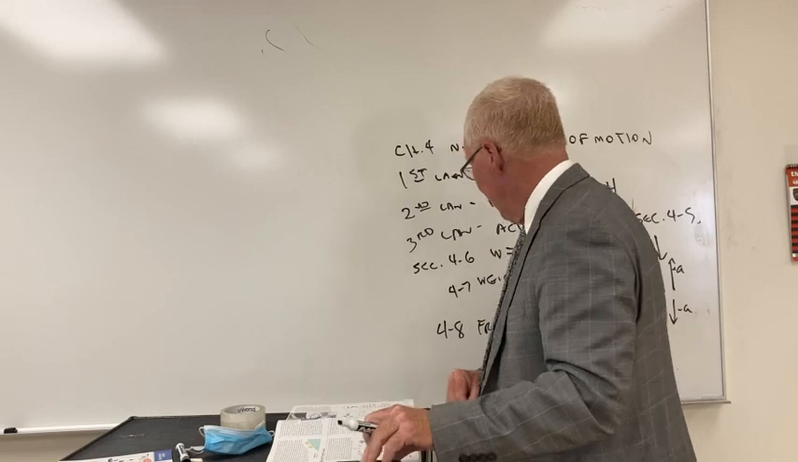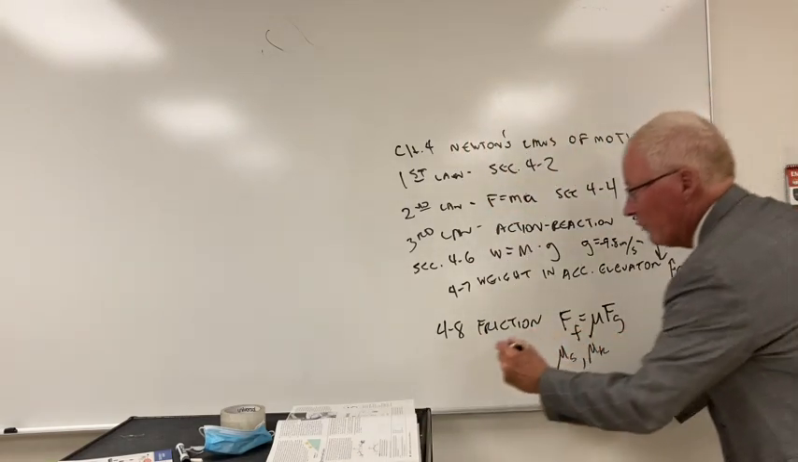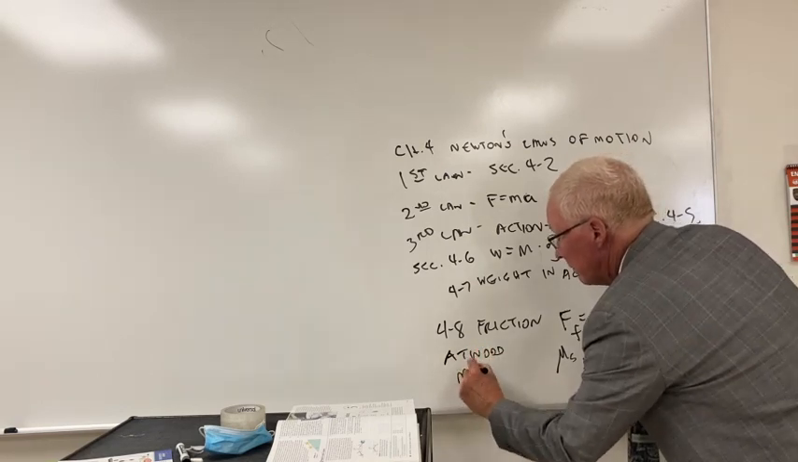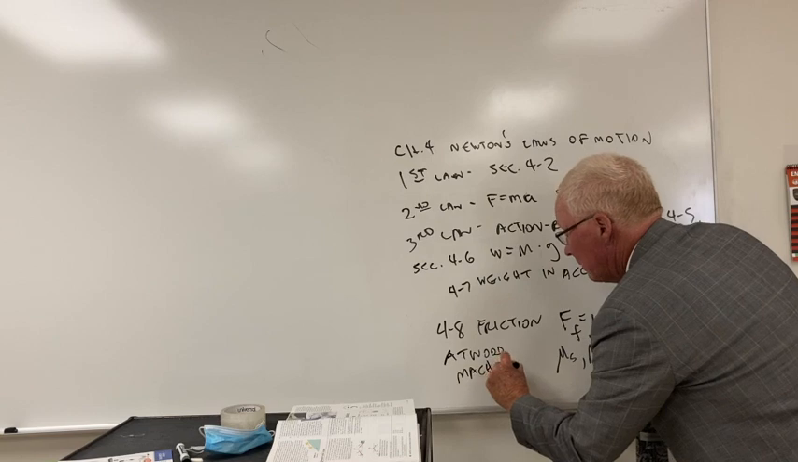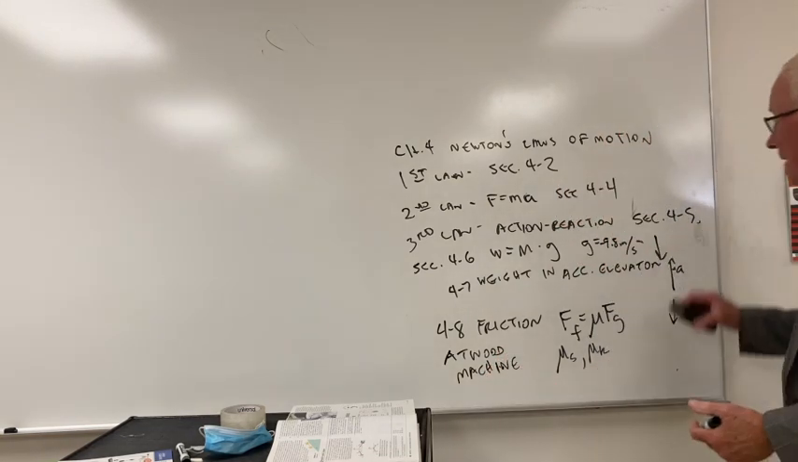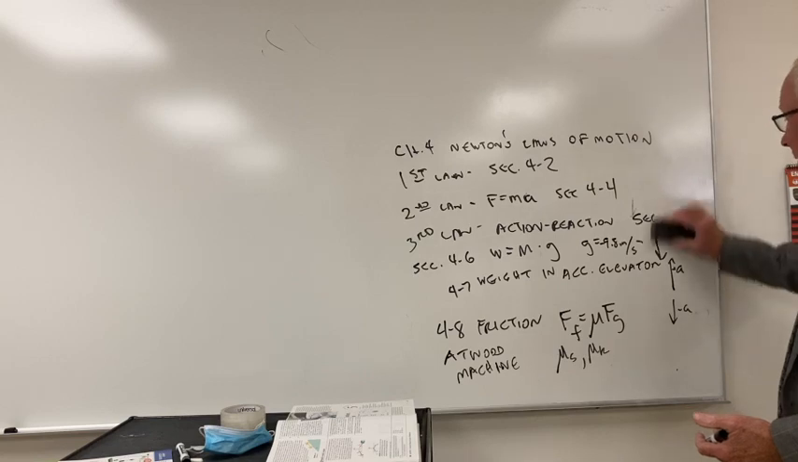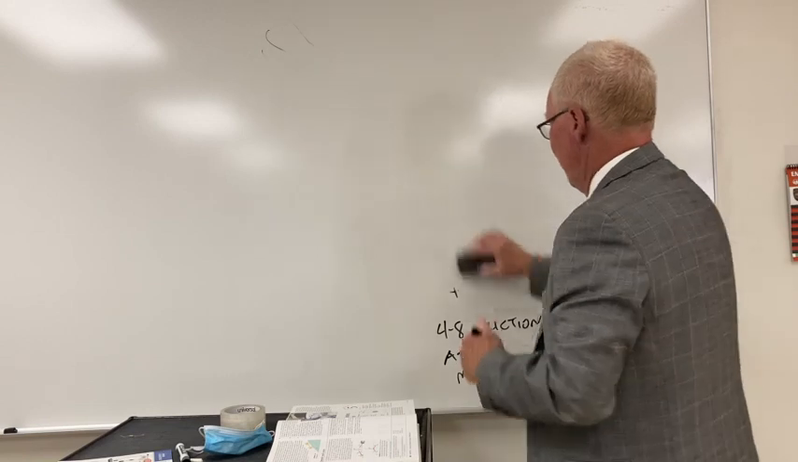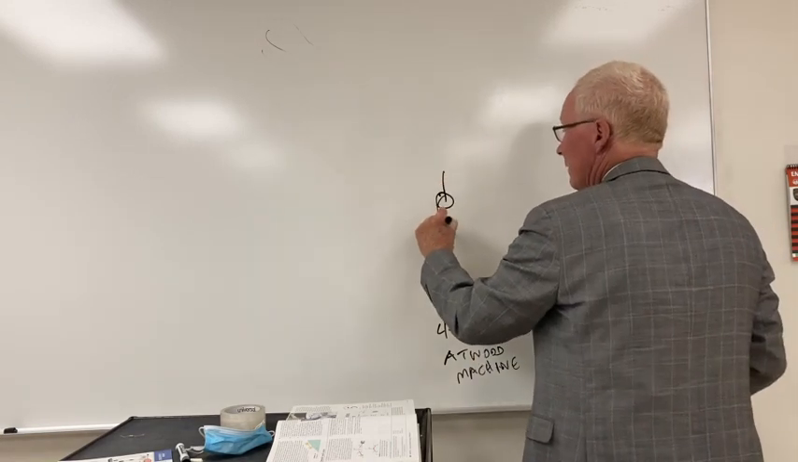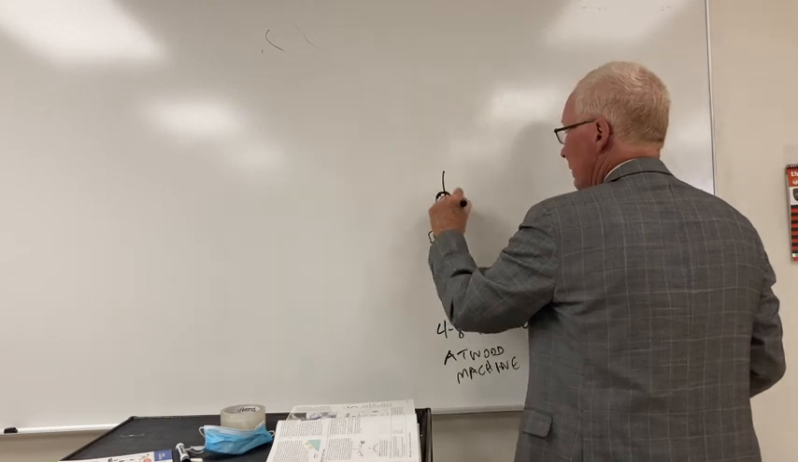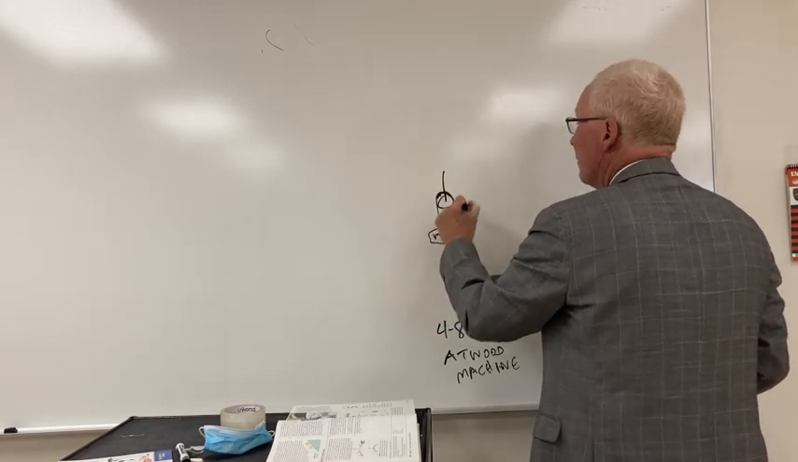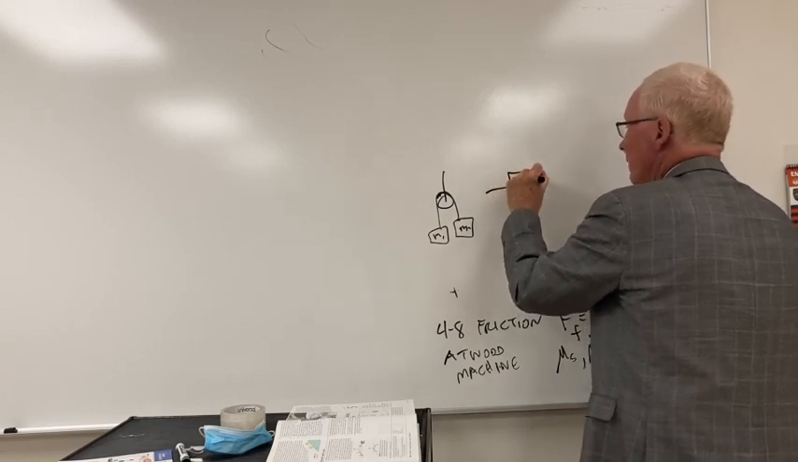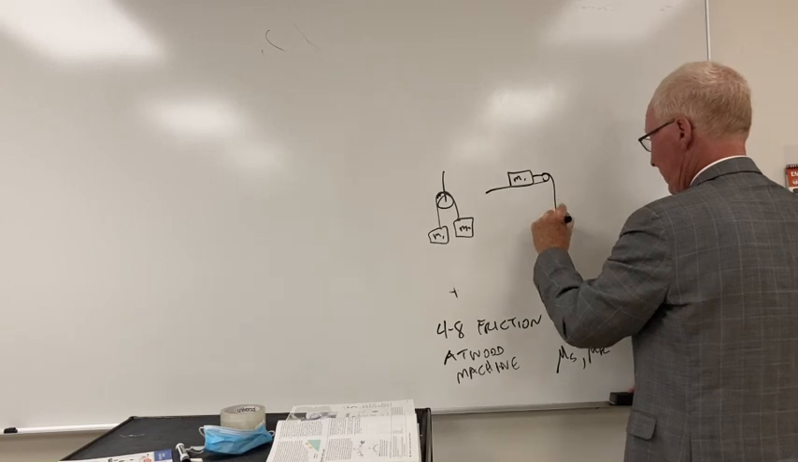Okay. Related to this, we also had the Atwood machine, and the problems that could occur for that. Problems related to that would be either hanging M1 and M2, or we have a frictionless surface with M1, a pulley, and M2 pulling down.